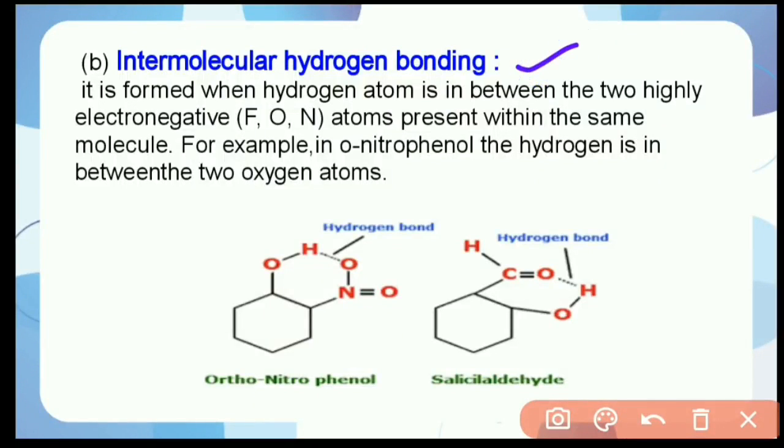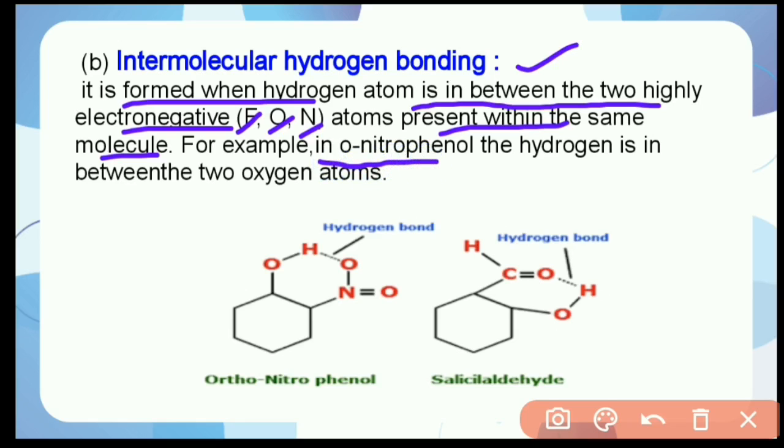Intramolecular hydrogen bonding is formed when a hydrogen atom is between two highly electronegative atoms, that is fluorine, oxygen or nitrogen, present within the same molecule. For example, in orthonitrophenol hydrogen is between two oxygen atoms. See the example in the diagram. The first diagram is orthonitrophenol. In orthonitrophenol, a hydrogen bond forms between two highly electronegative oxygen atoms.